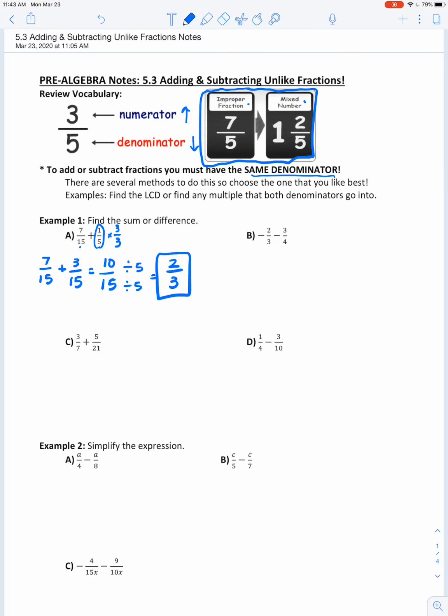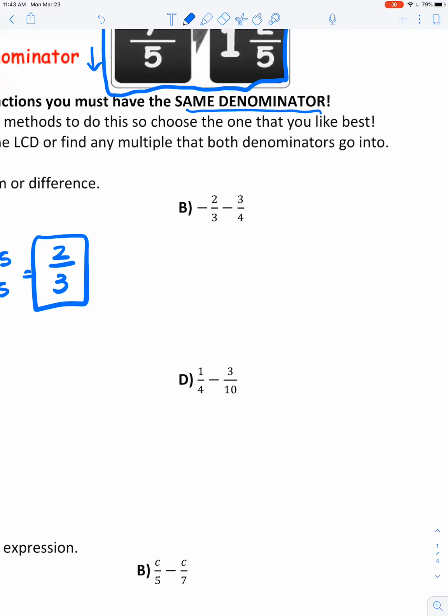In question letter B, 3 and 4 are not the same bottom number. However, I do know that both of those numbers go into 12 quite nicely. So if I were to take 3 times 4, that would give me the number 12 on the bottom. And if I times the bottom by 4, I also have to times the top by 4. So 4 times negative 2 is a negative 8.